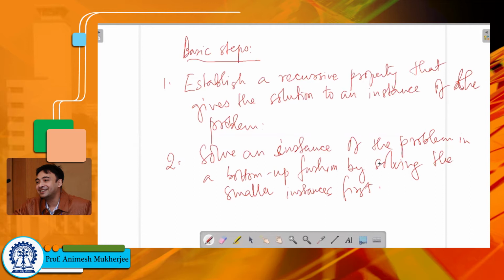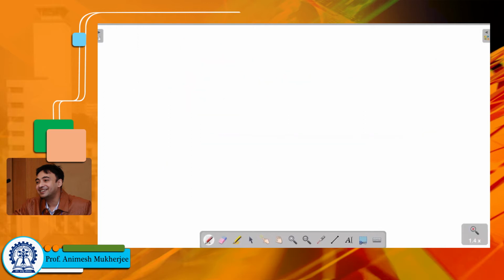Now, for a dynamic programming technique, there is a specific term which we need to acquaint ourselves with, and this is what is also known as optimization. So in any dynamic programming problem, you try to do some sort of an optimization.